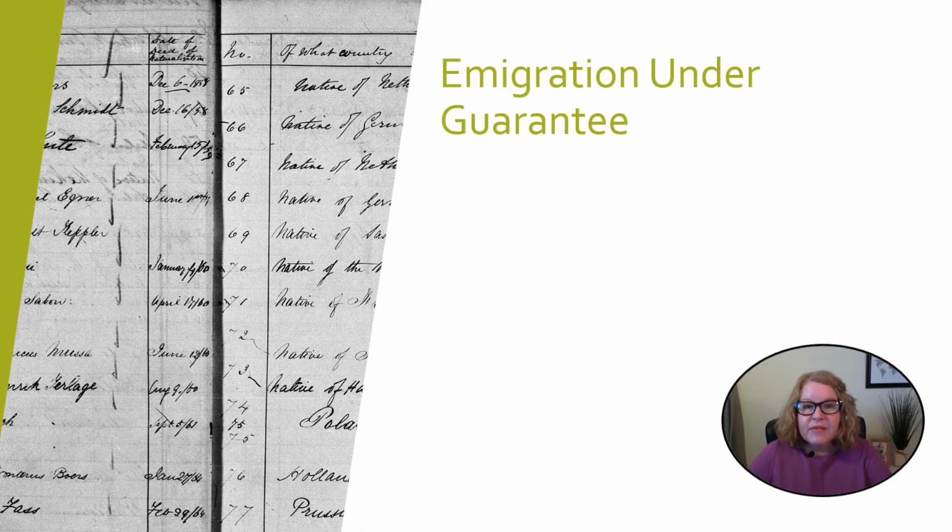Now, another type of assisted immigration was that of immigration under guarantee. So many times an immigrant that was already settled in the Cape or Natal colonies would sponsor the journey of other family or friends, and registers were also kept of those sponsors and the individuals that they had assisted. So let's take a look at an example.